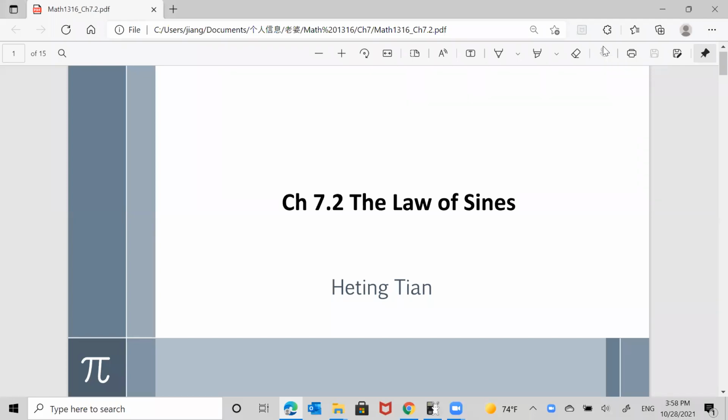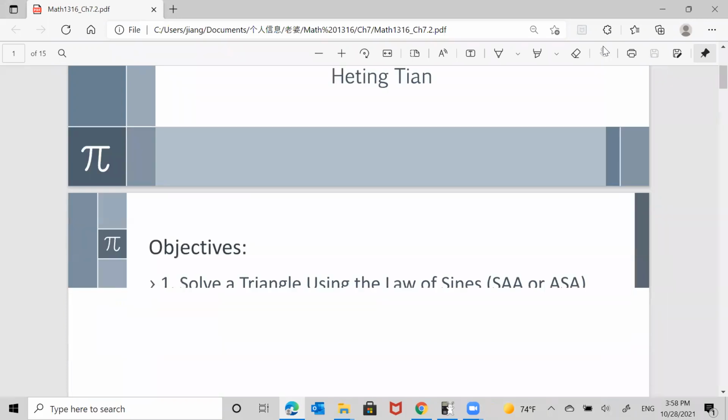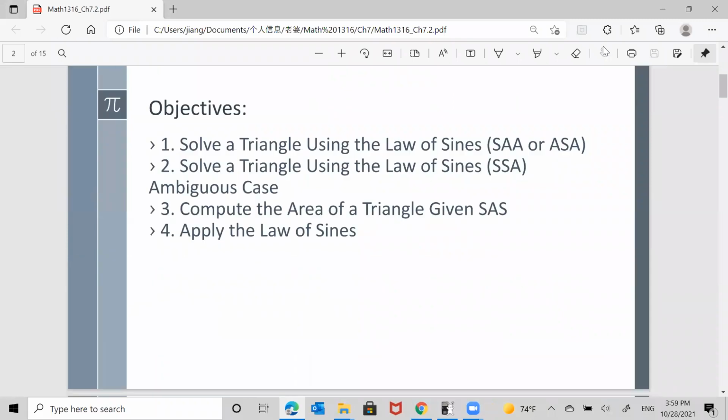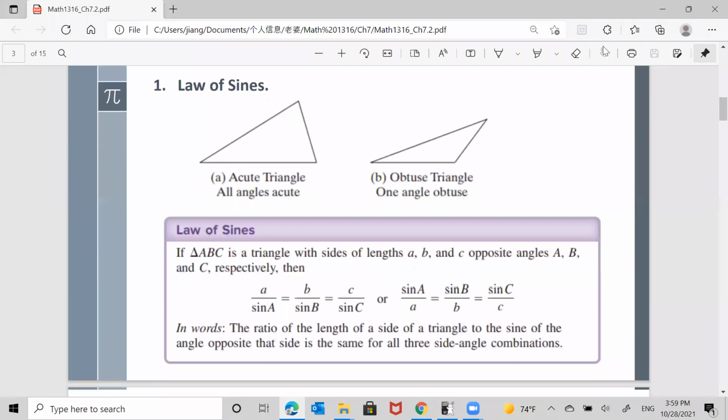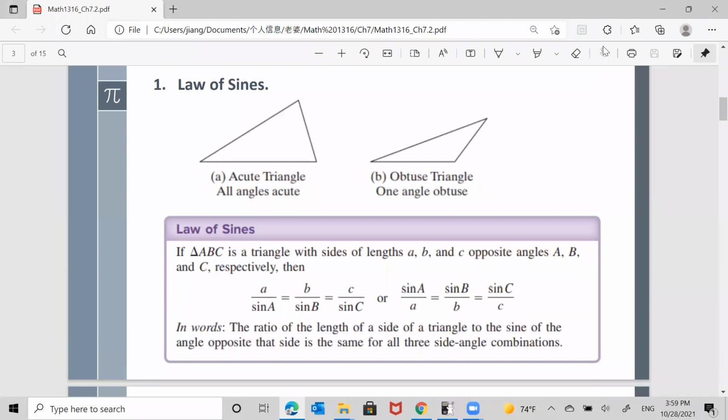In this video, let's learn chapter 7.2, the law of sines. We will learn 4 objectives. The first one is the law of sines.